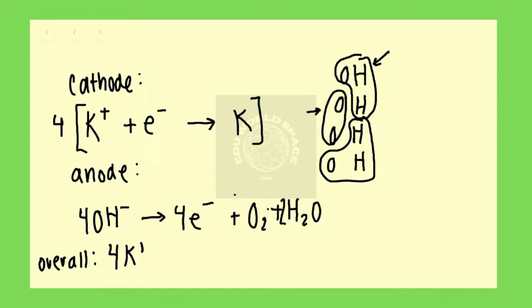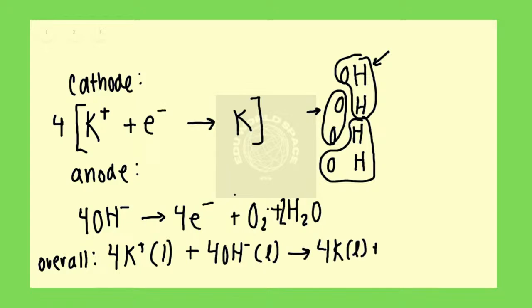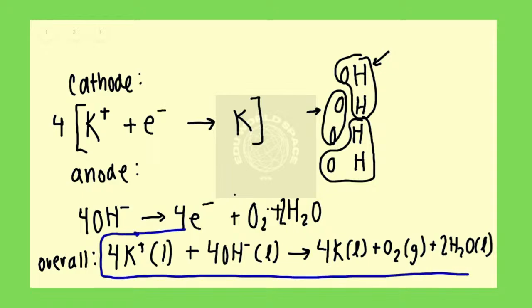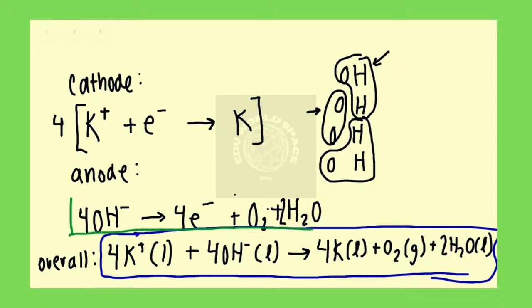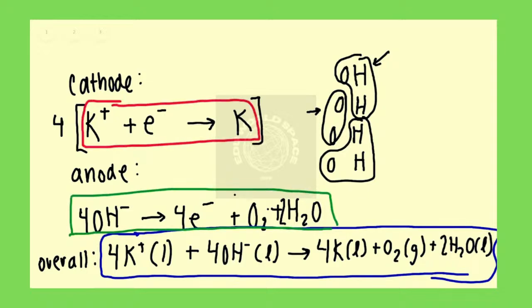So it's 4K plus 4OH minus. That will give us 4 potassium plus oxygen plus 2 H2O. And that is our overall equation. That will be in blue. In green is our anode equation, and in red will be our cathode equation.